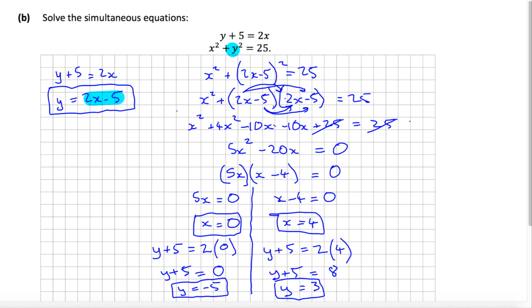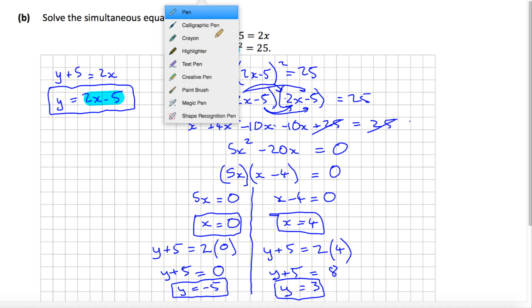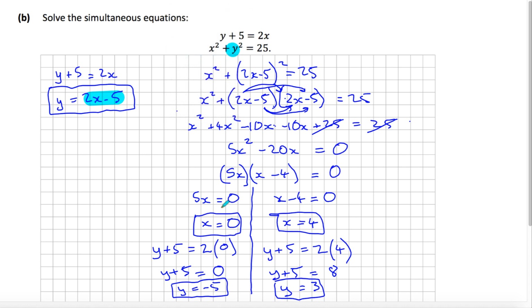So my four answers then are the ones in the four boxes. I'll just highlight them there in green. x is 0, gives me a y value of negative 5. And x is 4, gives me a y value of 3. So they're the answers to the simultaneous equation. And that's the end of the question.